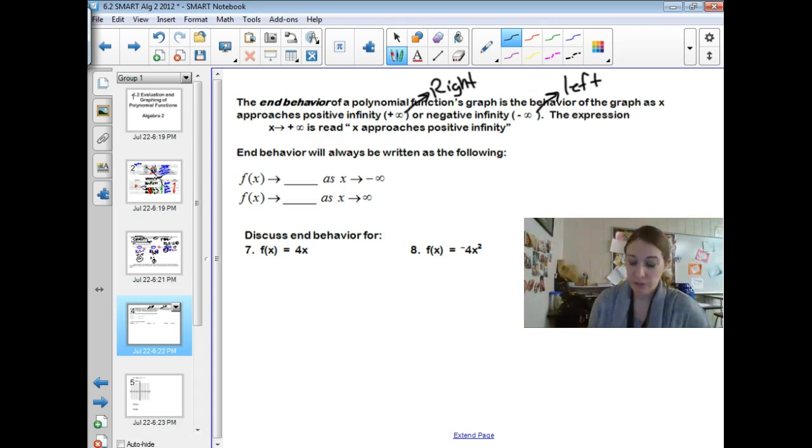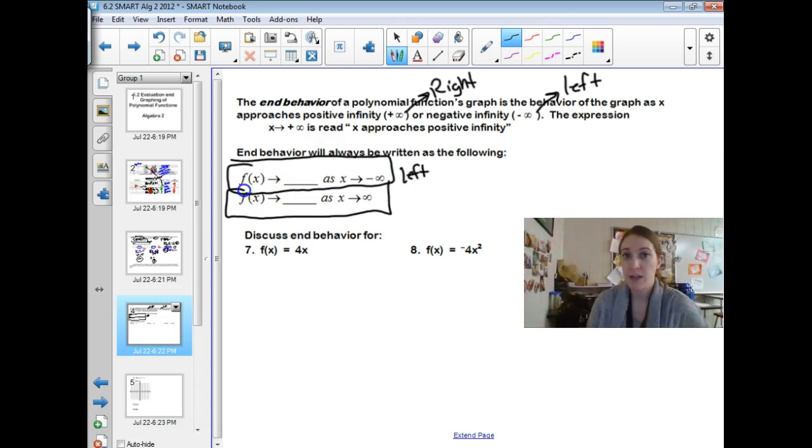So this looks really strange. You have two end behavior lines that we're going to work at filling out here. And this first one says, my function approaches something as my x's approach negative infinity. This is a very fancy way of saying as you look at the far left side. And then the other line of end behavior says the same thing, except now it says x's go to infinity, which is a very fancy way of saying right.